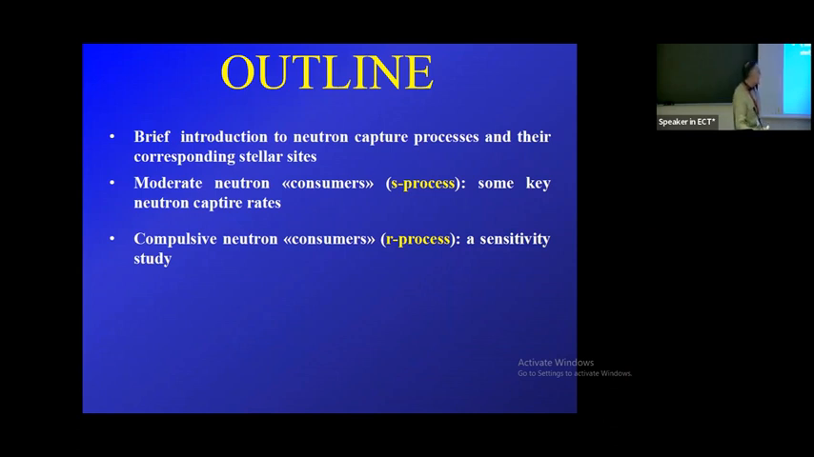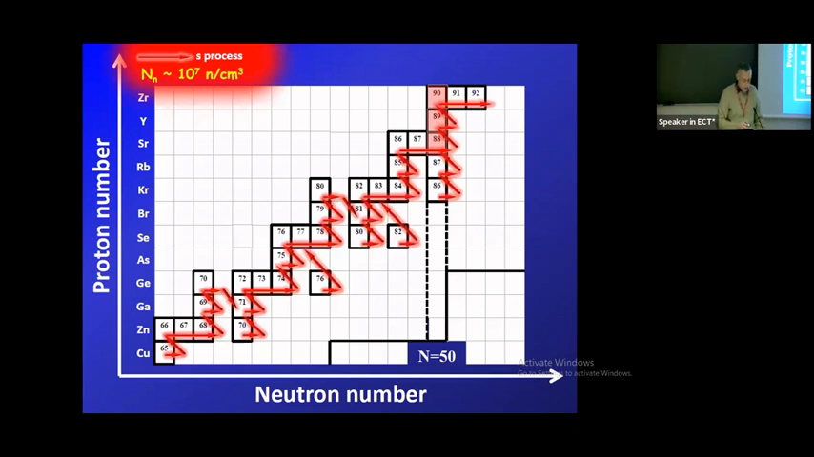I will focus on two types of processes, that is the slow neutron capture process and the rapid neutron capture process. So having a look at the nuclide chart, you see basically that the S process is proceeding very closely stick to the beta stability valley.